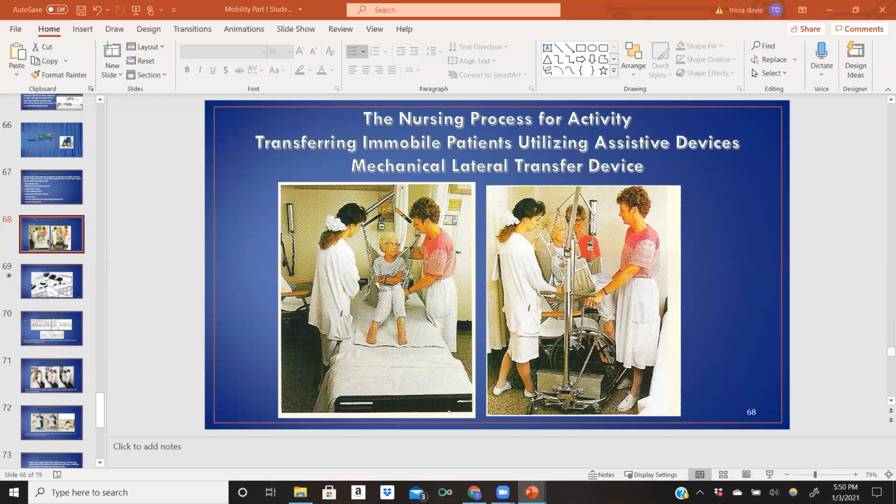This is just an example here of a mechanical lateral transfer device. You see these mainly in long-term care facilities. I've never seen them at my hospital. The thing that she's sitting in is pretty similar to what we use to get a patient into a chair. It's just that our lift is mounted to the ceiling.